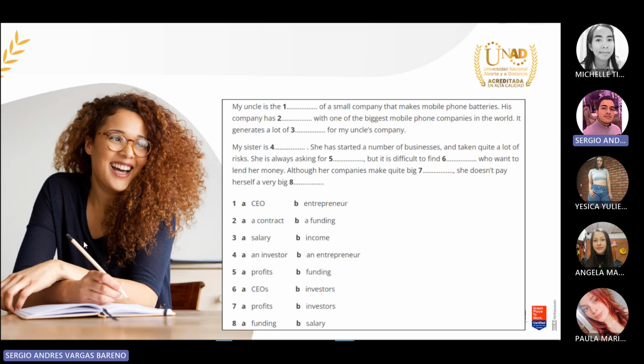But it is difficult to find and have two options, CEOs or investors. B, teacher. Investors. Okay, investors. You agree, ladies? Yes, teacher. Investors. Okay, continue with the text.